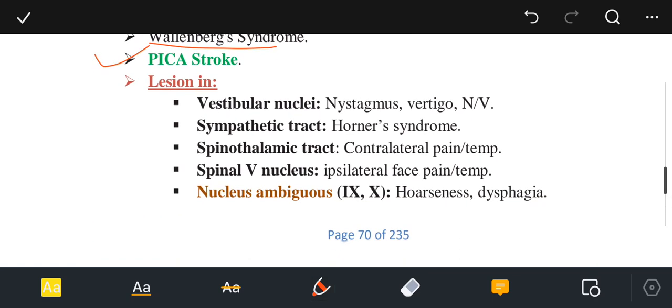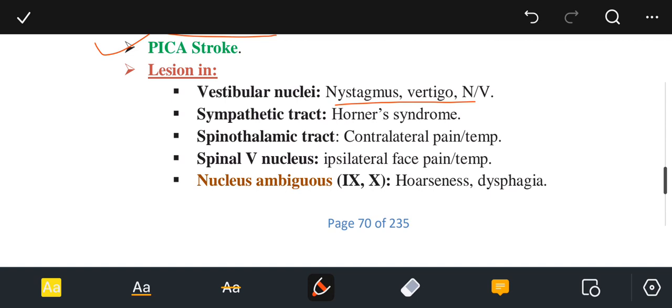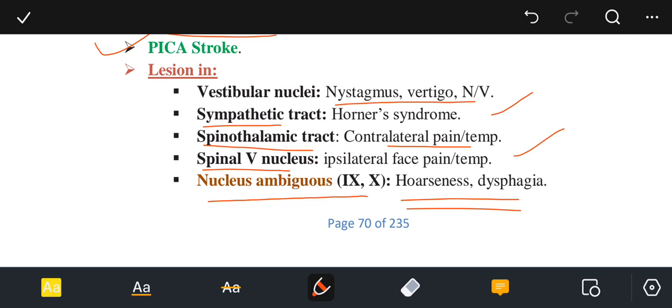Lesion in the vestibular nuclei will cause nystagmus, vertigo, and nausea, vomiting. Sympathetic tract will lead to Horner syndrome. Spinothalamic tract will lead to contralateral pain and temperature sensation loss. Spinal nucleus of cranial nerve 5 will lead to ipsilateral face pain and temperature sensation loss. And the nucleus ambiguus, that is giving rise to cranial nerves 9 and 10, will give rise to hoarseness and dysphagia.